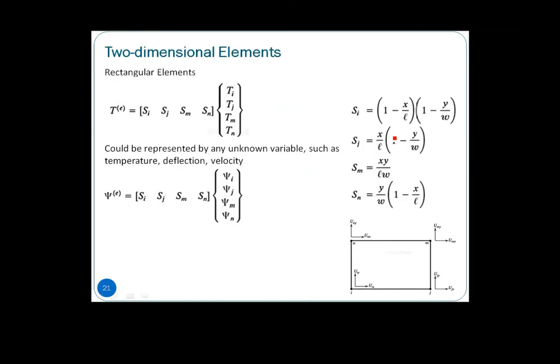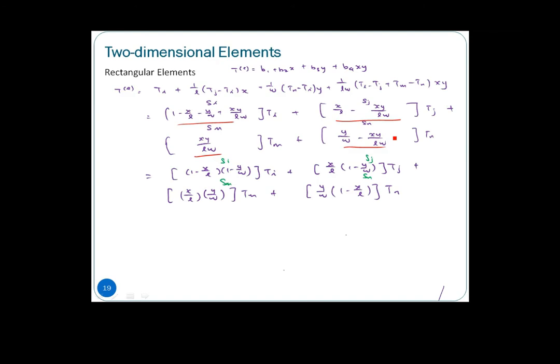In the form of matrix, you have T element equals Si Ti plus Sj Tj plus Sm Tm plus Sn Tn. So in matrix form, you can rewrite it as Si, Sj, Sm, Sn, which is 1 times 4, multiplied with 4 times 1, so you have a 1 times 1 function. Here you have Ti, Tj, Tm, and Tn. So this multiplies with this, plus this multiplies with this, plus this multiplies with this, plus this multiplies with this, and you end up with a function.